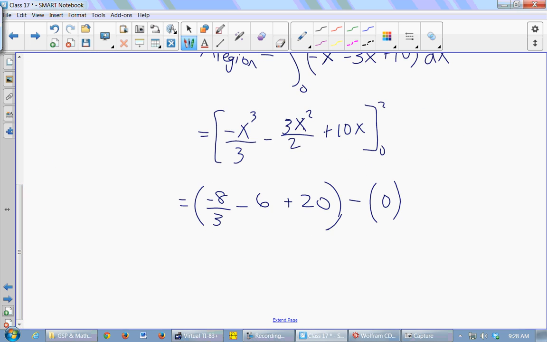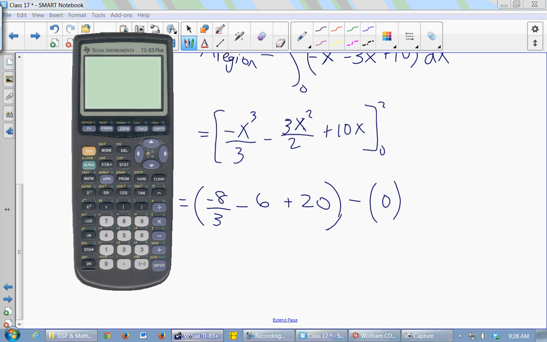Okay, so negative 6 plus, I'm not going to do this in my head. Okay, 14 minus 8/3. 34/3.